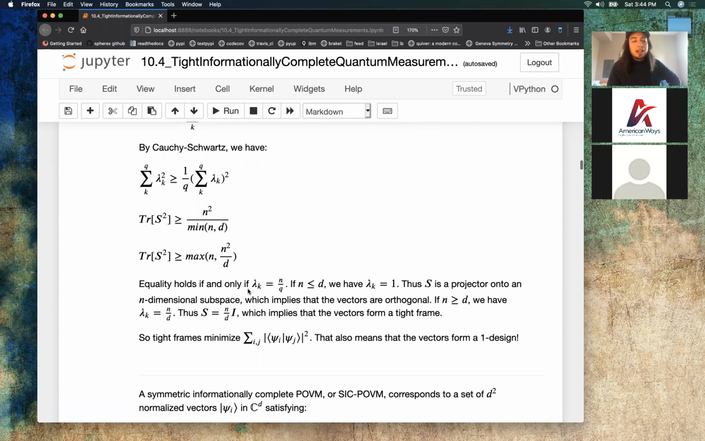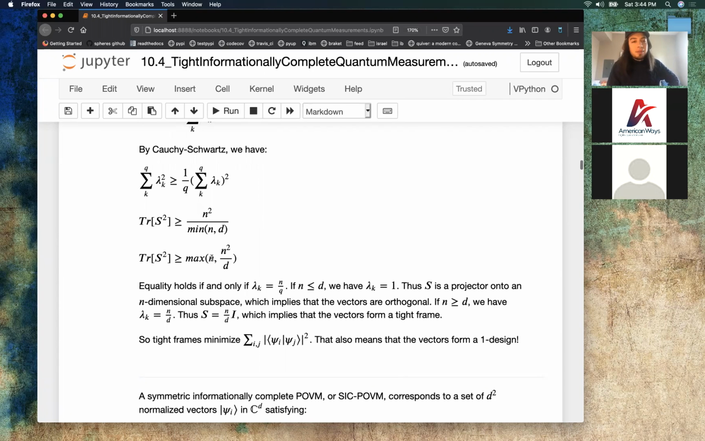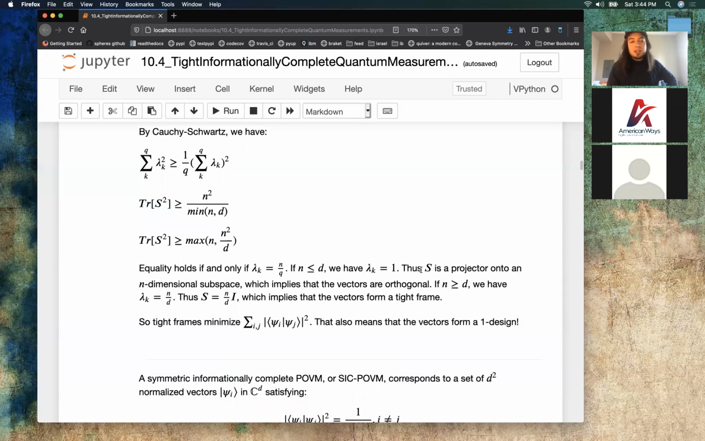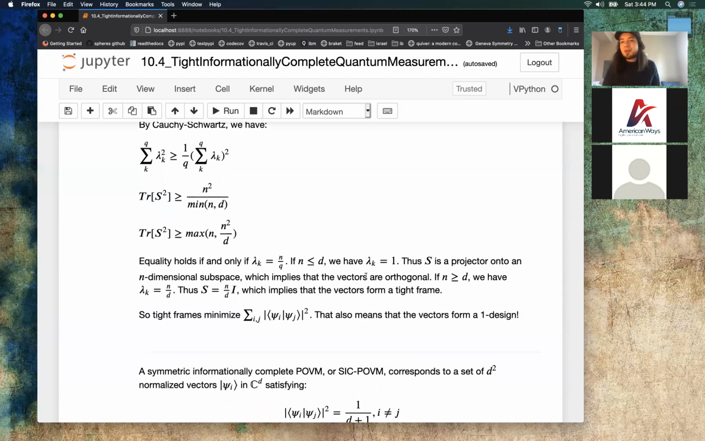So suppose the case of N less than D, then the eigenvalues have to be basically 1. Because if this is N, then you get N over Q is N, so it's just 1. And so therefore S is a projector onto the N-dimensional subspace, because by assumption N is less than D. The rest of them are 0. And then we just said that each of the eigenvalues is 1, and so it's a projector. And that implies that the vectors are orthogonal.